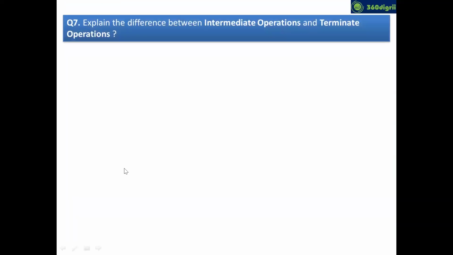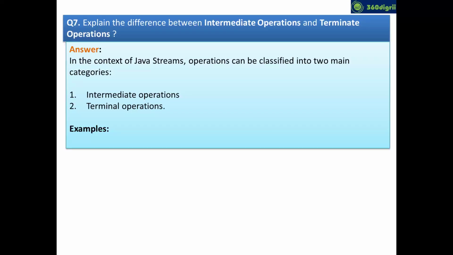Okay. So yeah. Now if you see the next question, actually this question gives you more clarity on the previous question. Because I told you your complete Java stream API depends on two types of operations: intermediate operations and terminal operations. Now you can see this slide. In the context of Java streams, all operations can be classified into two categories. All operations in the Java stream API are categorized into two types: intermediate operations and terminal operations.